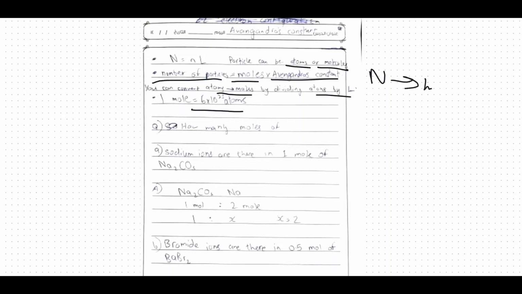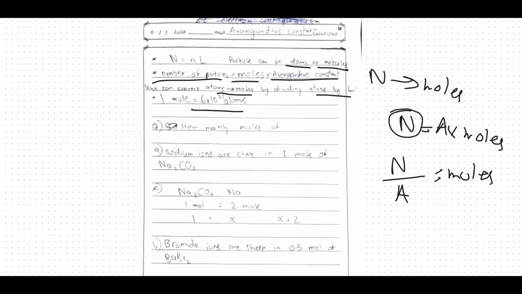So how would I do that? I have the number of particles. I know number of particles is Avogadro's constant times moles. So if I want to find moles, I'd simply divide this value, the number of particles, by the Avogadro's constant. And what I get is the number of moles. So let's do an example.